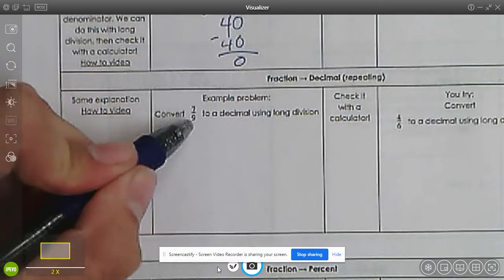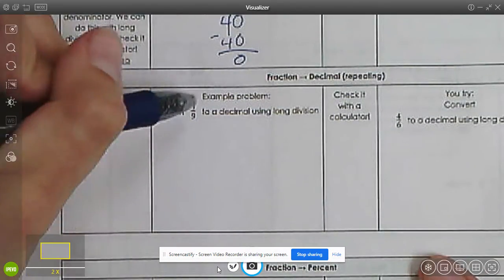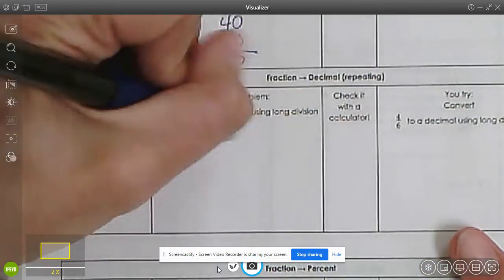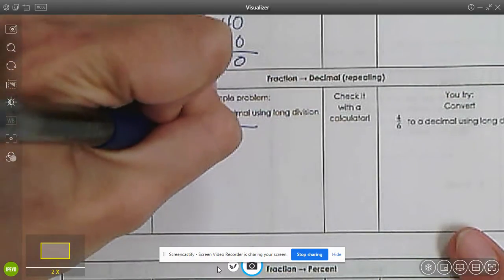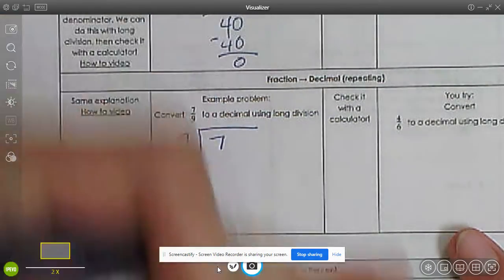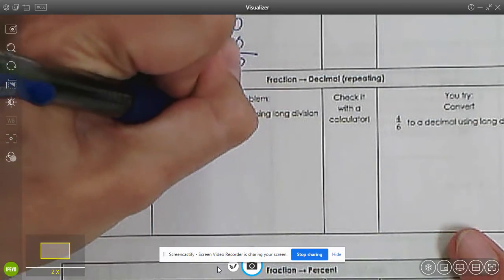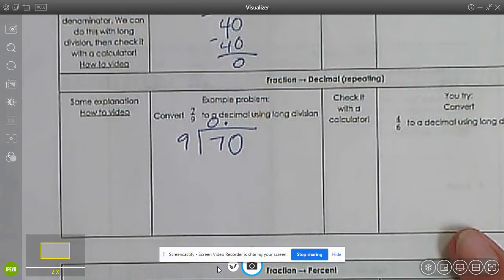This says 7/9. Remember, we want to read it like a book from top to bottom. So I want to think of it like 7 divided by 9. So let's write it out. 7 divided by 9. Okay, then we're just going to do our long division. 9 goes into 7 0 times, add a decimal, then you can continue.